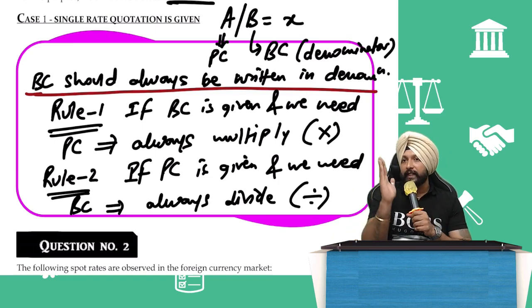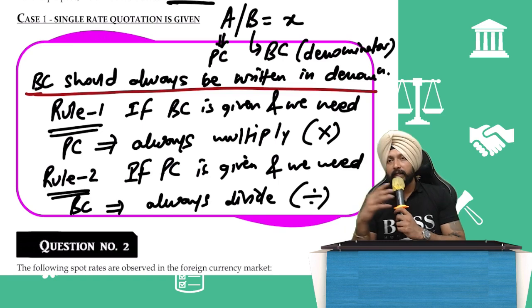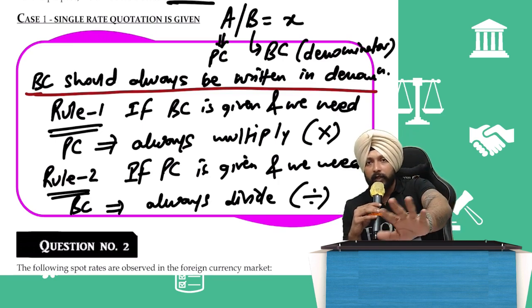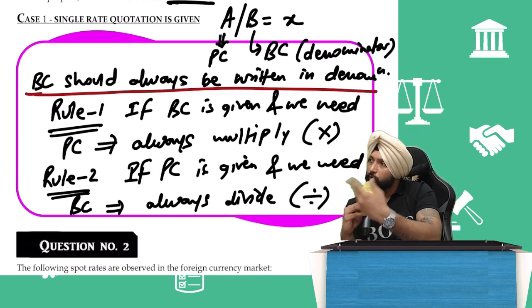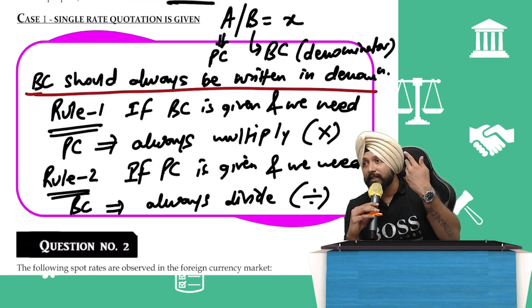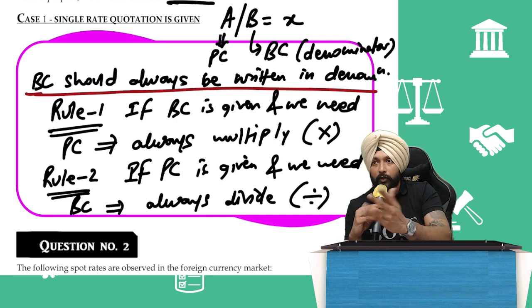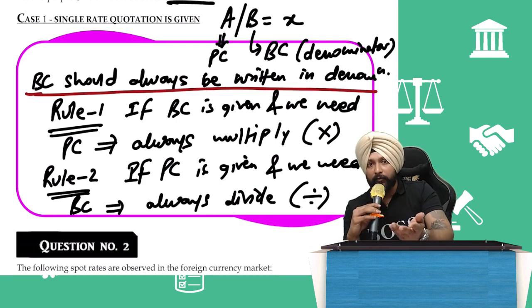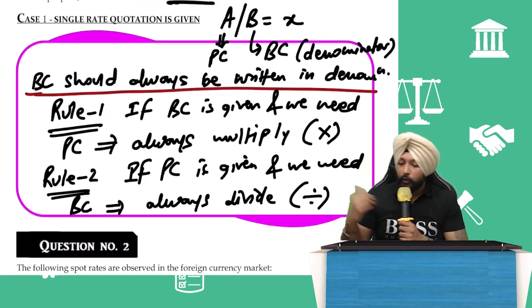When you get a common currency pair like dollar and pound, you don't have to apply your rules. You will naturally know whether to multiply or divide. But when you're dealing with currencies which I call alien currencies, which you're not very familiar with, then please apply this rule.